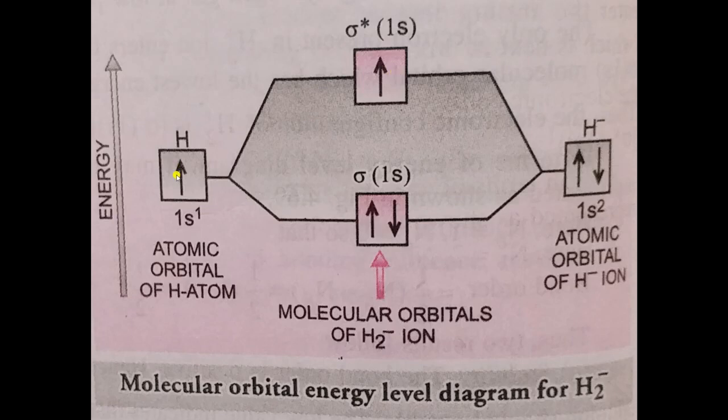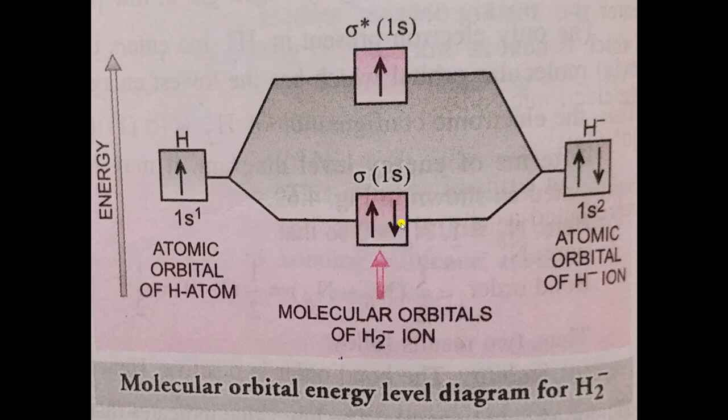You have to count the total number of electrons present in the atomic orbitals. How many electrons are present in these atomic orbitals? 2 plus 1, so the total electrons are 3. That means we have to fill 3 electrons in the molecular orbitals. First we fill electrons in the bonding molecular orbital, so 2 electrons. Now 1 electron is left, so it will go in the anti-bonding molecular orbital. This is how we fill electrons in molecular orbitals.